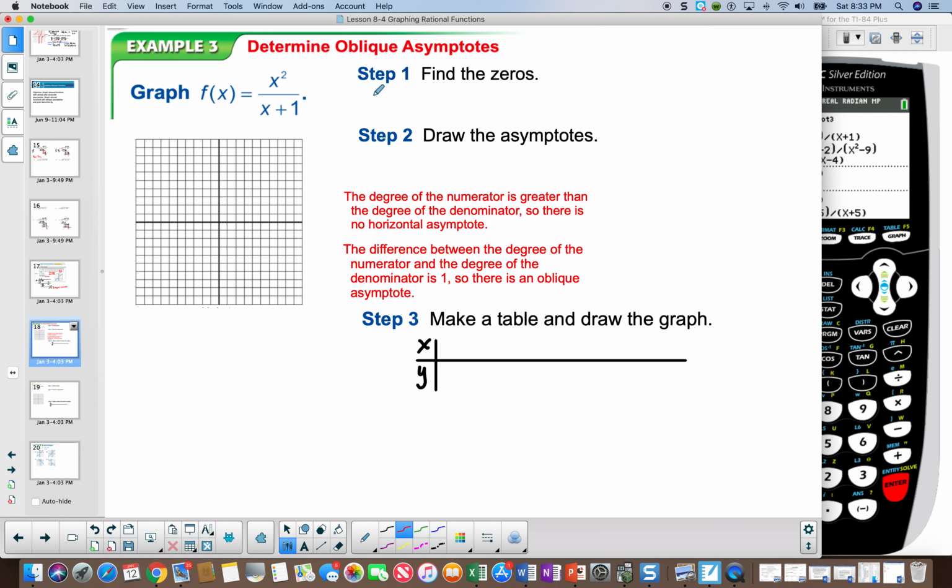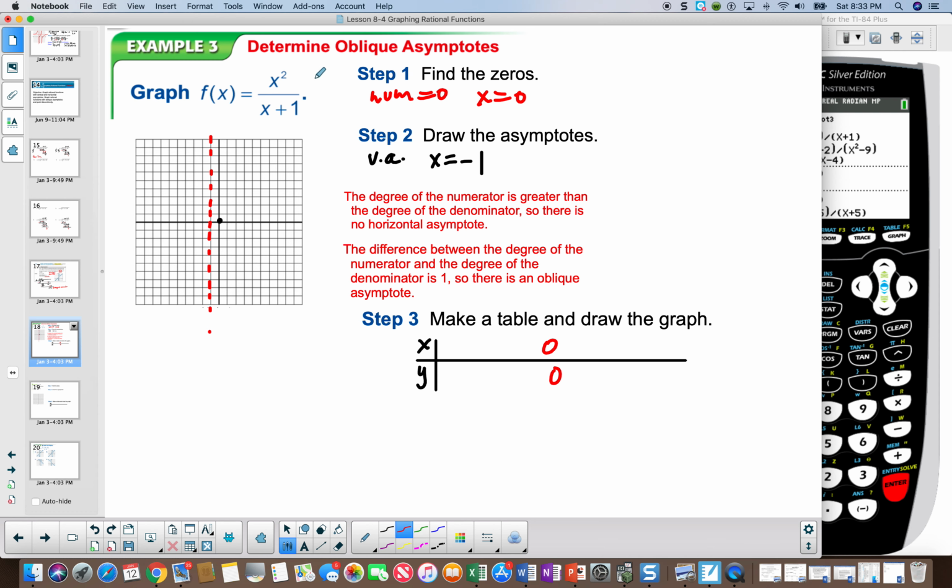Let's find the zeros, and that's when the numerator is equal to 0. And that's going to happen at x equal to 0. So when x is 0, y is 0. Let's go ahead and graph 0, 0. Now we're going to try to draw the asymptotes. First, we want to graph the vertical asymptote, which is when the denominator is equal to 0. So that'll be at x equal to negative 1. Let's go ahead and draw the vertical asymptote.